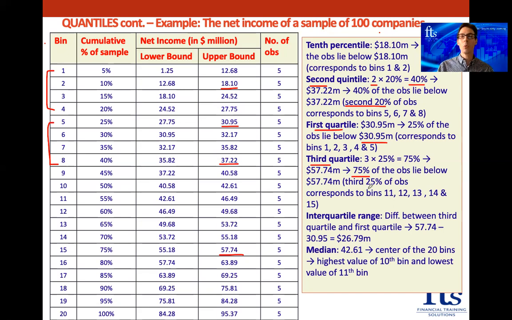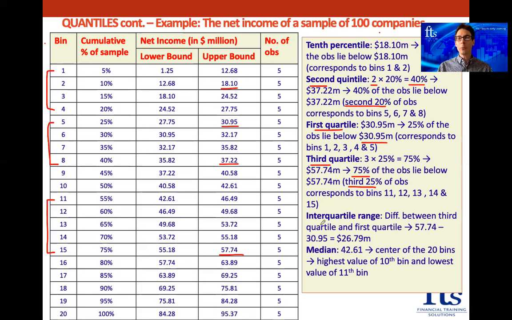So I just put in here, the third 25% of observations, which bins would they correspond to? It would be from number 11 there to number 15. That would be the third 25% of the observations. So the first 25% would be those from 1 to 5 there. Then the second would be from 6 to 10. And the third from 11 to 15.